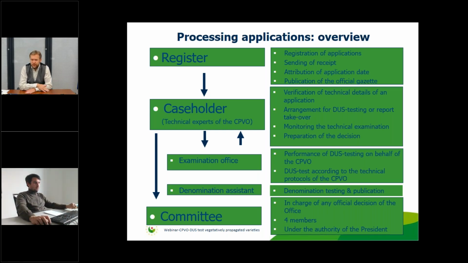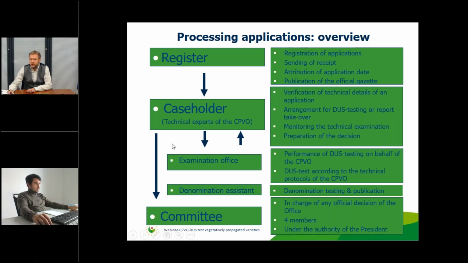Here, an overview on how we process applications. The application arrives at the register, where, as the name suggests, the application is registered. After verification, the receipts are sent out, an application date is attributed, and the application is published in the official gazette. From the moment the application is published, the provisional protection becomes effective. The initial check also involves the case holder, that is the second person in the procedure, and he or she, always a person with a technical background, does some technical checks. If there are some elements missing, they are communicated together with the receipt sent by the registry. Once the application is complete and valid, the case holder arranges for the technical examination, or where possible, arranges for a report takeover.